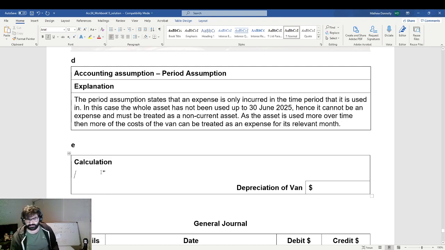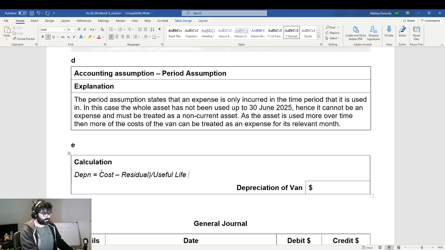So let's move on to E. Calculate depreciation of van for the year ended 30th of June 2025 using the straight line method. So straight line method, so depreciation of van is cost minus residual over useful life multiplied by months over 12. So let's just get that there.